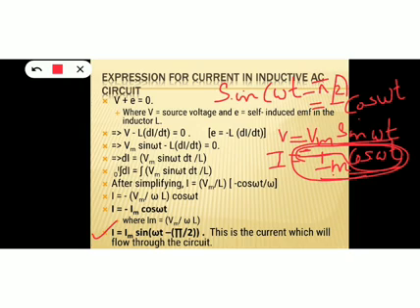Now you can easily compare the voltage and the current in an inductive AC circuit. What is the expression for current? Current is I equal to Im sin omega t minus pi by 2, and voltage is just V equal to Vm sin omega t. From the expressions, just look at the phase. Here the phase of sine is just omega t. Here the phase of sine is omega t minus pi by 2. So current is lagging behind the voltage by a phase angle of pi by 2.